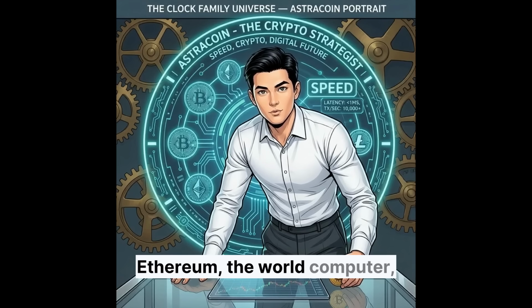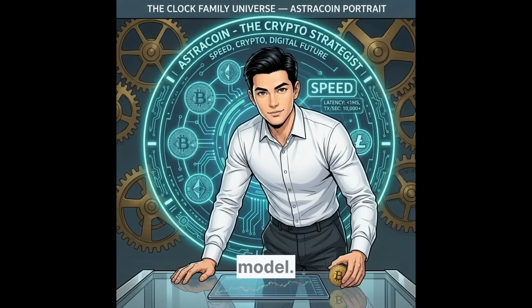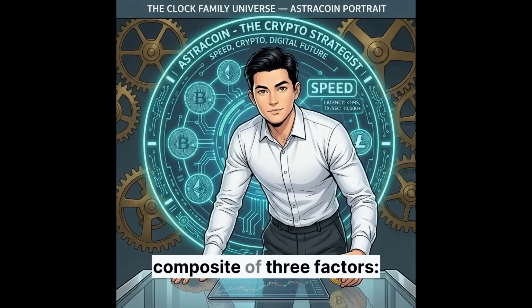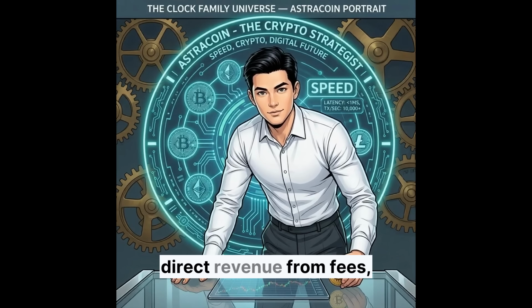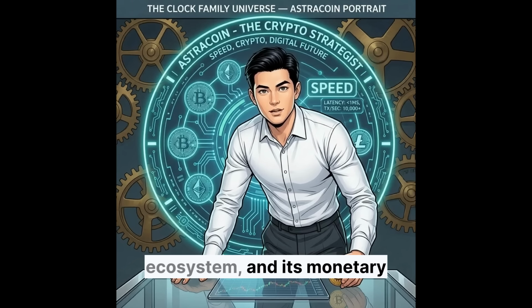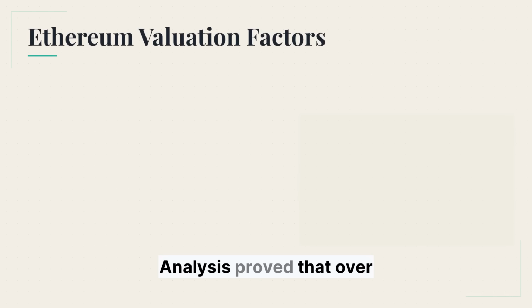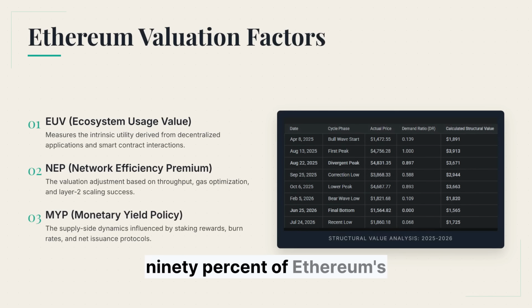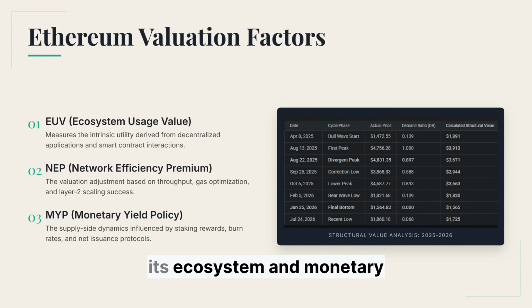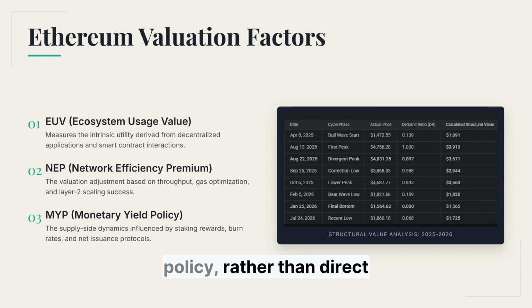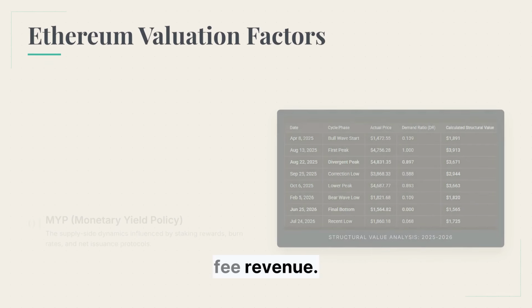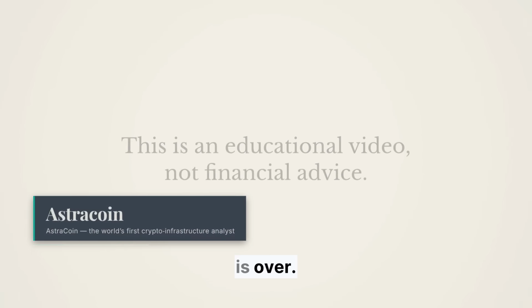Ethereum, the world computer, required our most advanced model. Its value is a composite of 3 factors: direct revenue from fees, the value of its ecosystem, and its monetary policy. Analysis proved that over 90% of Ethereum's baseline value comes from its ecosystem and monetary policy, rather than direct fee revenue. The era of hype is over.